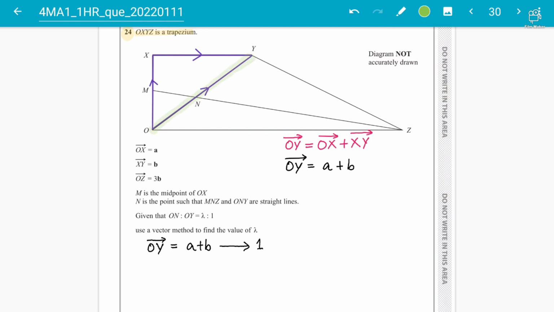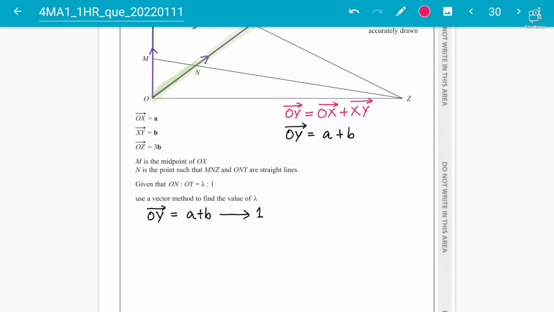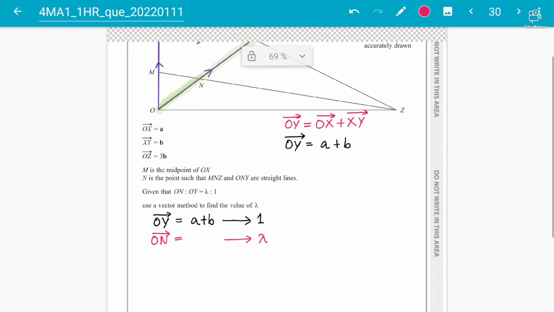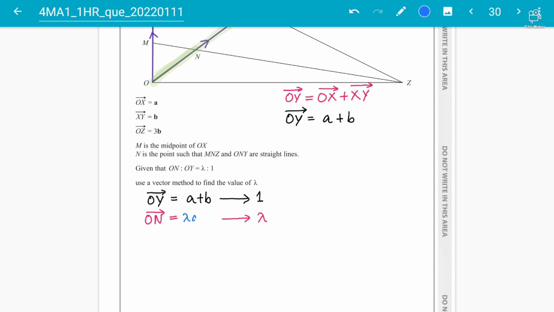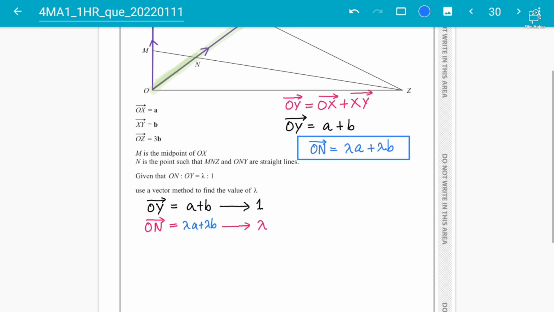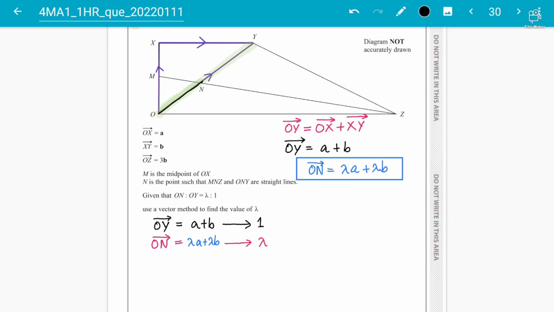If this represents 1 unit, how much will ON represent, what will be the ON vector? Because the ratio is lambda, you can just cross multiply. So it's going to be lambda times a plus lambda times b, divided by 1, which you are not going to write. So we got, students, the ON vector, one equation we already have: lambda a plus lambda b. That is our one equation for ON, crystal clear, and you can easily get it from this.